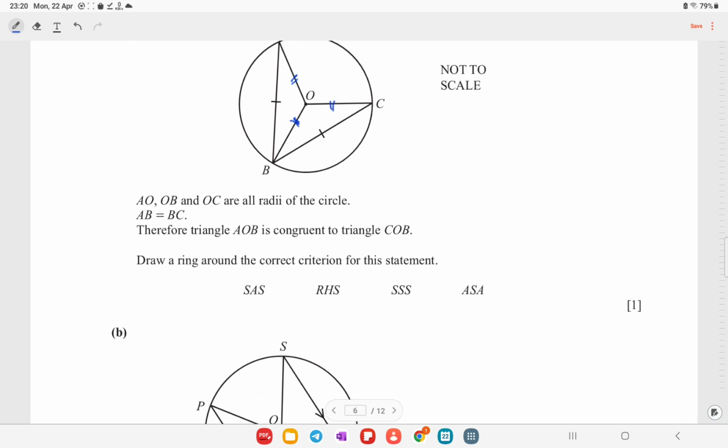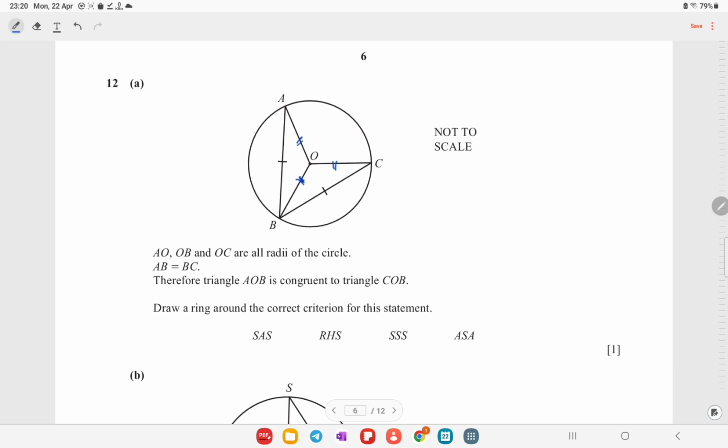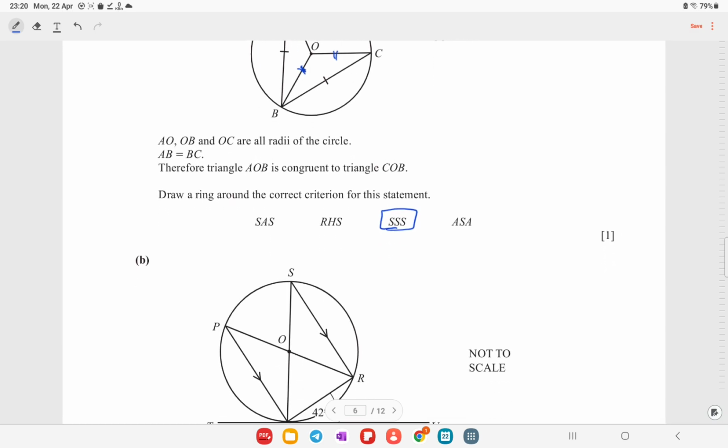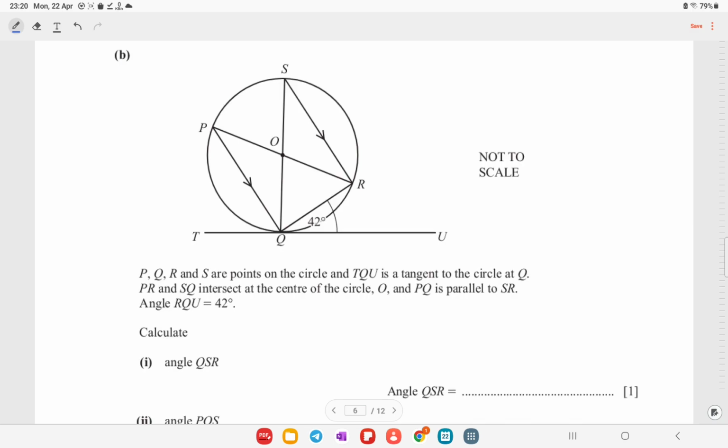criterion for this statement. So if you see this thing, all the sides are basically equal. Triangle OAB is equal to triangle OBC. Basically these two triangles are congruent, so we are looking into the postulate in which all these sides are equal. So we are going to use this postulate to make these triangles congruent.